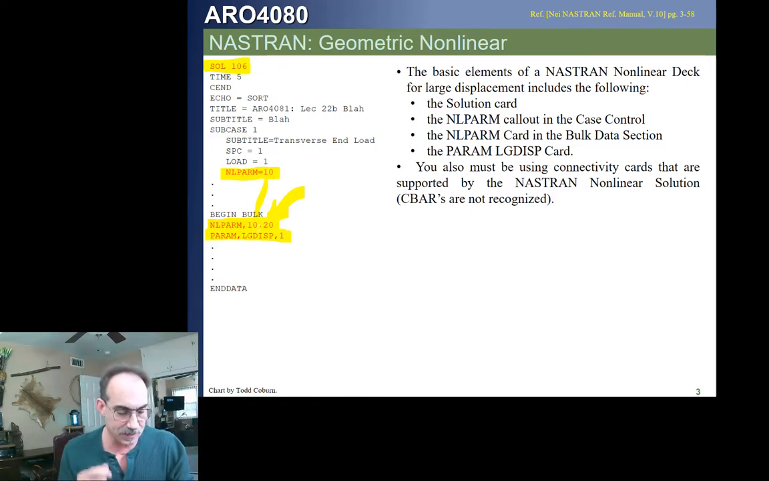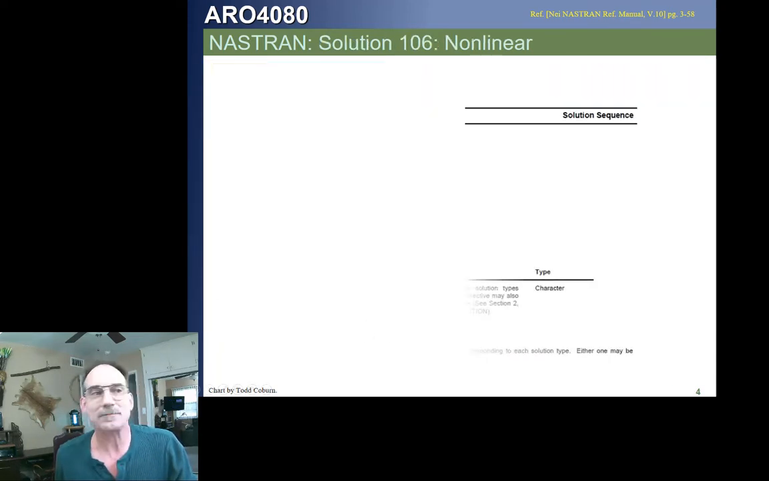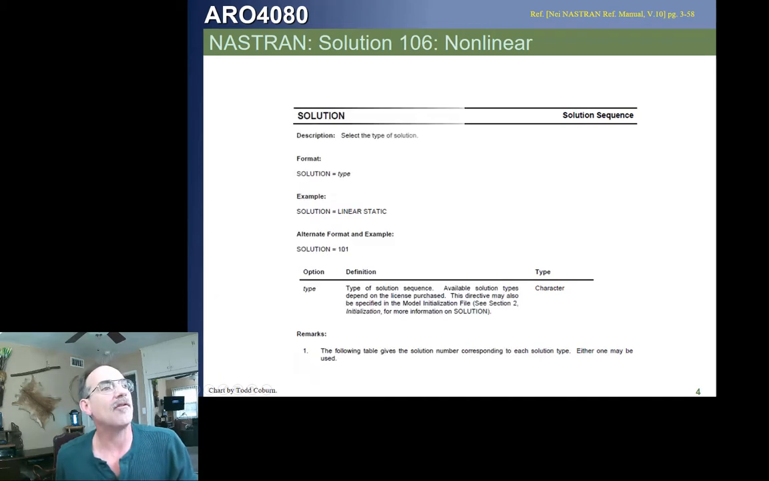But basically, these three cards, we switched our solution sequence to 106. We added a case control card, NLPARM, to call out the NL parameter card that we're going to use, and then we use that parameter large displacement card. Okay? Those are the only three differences. Everything else about your model will look the same. Sound pretty doable? Okay. So if we take a look at our first one, our solution 106, we find that this is just going to call out the nonlinear behavior.